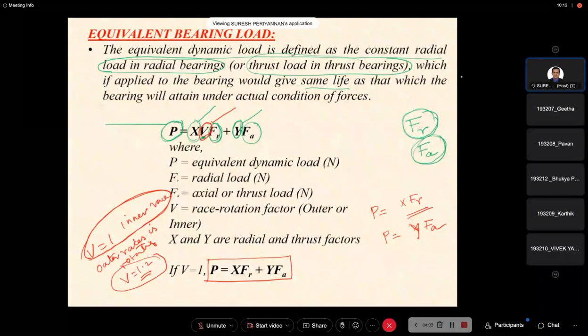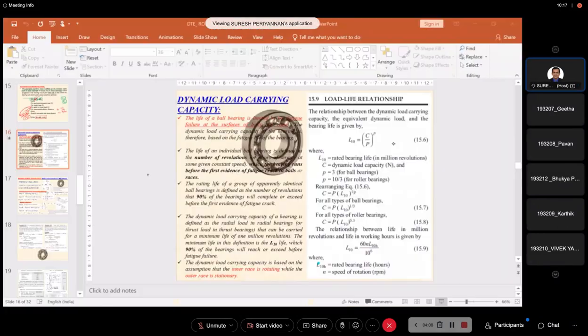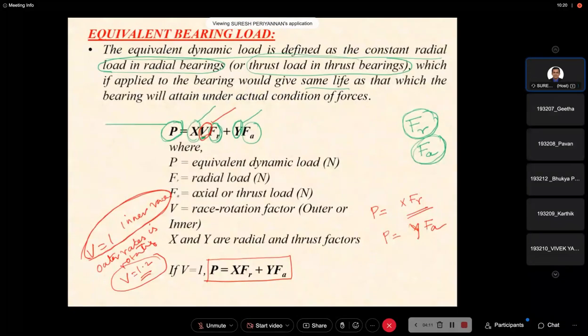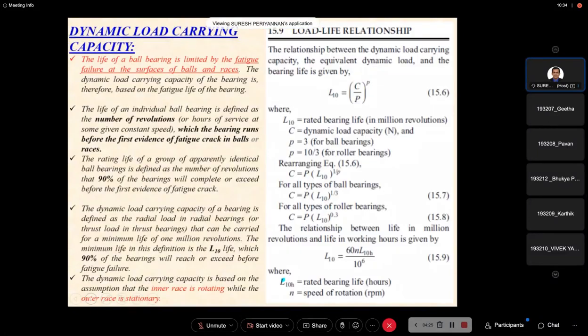But how to use these values we are going to discuss in the table, because people already went through the practical conditions and defined the radial load factor and axial load factor in the form of a table. That is what we discuss in more detail today. Now, load carrying capacity: how we define the life of the bearing, either in terms of millions of revolutions or in terms of working hours.